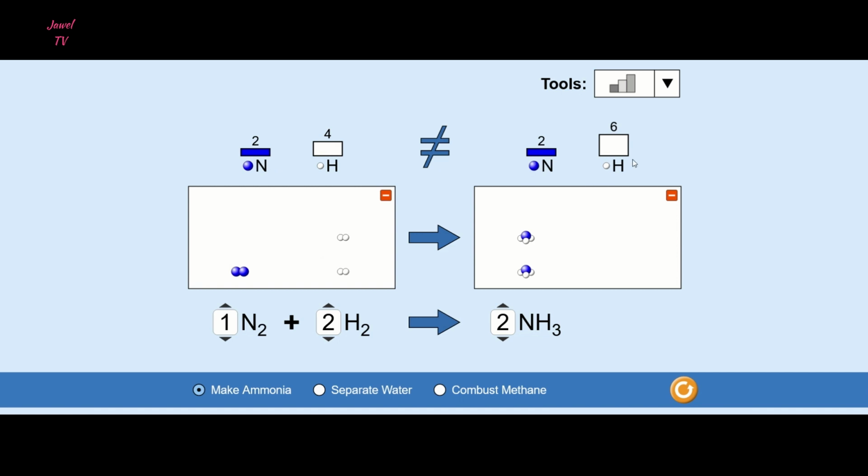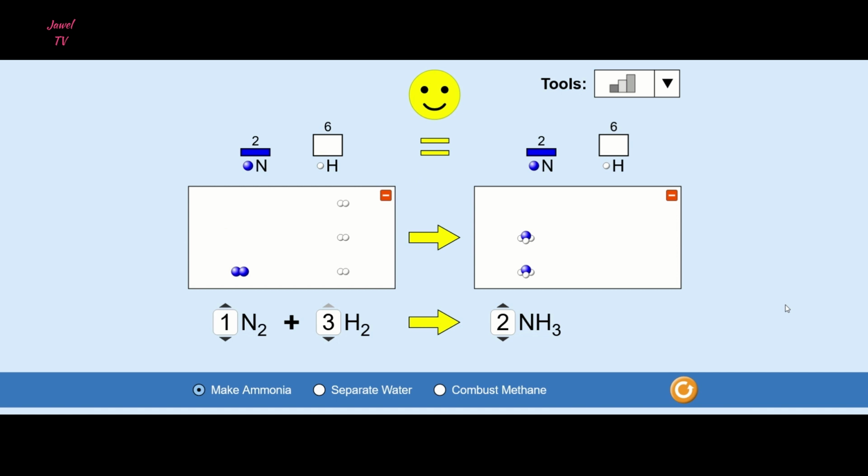Counting the number of atoms on the upper part of the boxes, we can see that we have 2 atoms of nitrogen and 4 atoms of hydrogen at the reactant side, while at the product side we have 2 atoms of nitrogen and 6 atoms of hydrogen. We can change the number of atoms by changing the coefficient. Since the number of hydrogen is not balanced, let us try to change its coefficient.